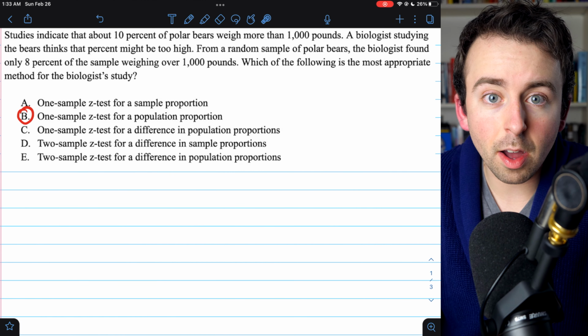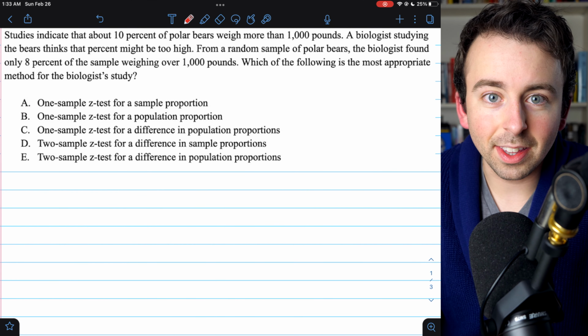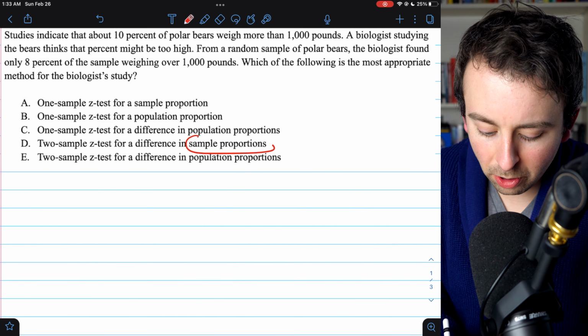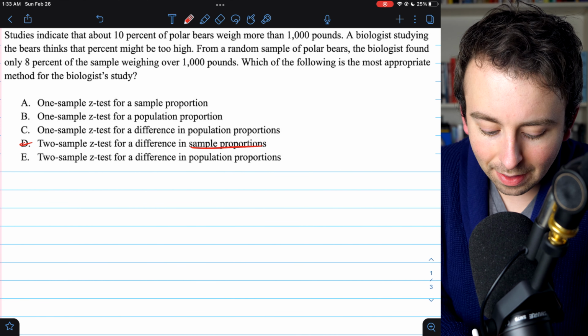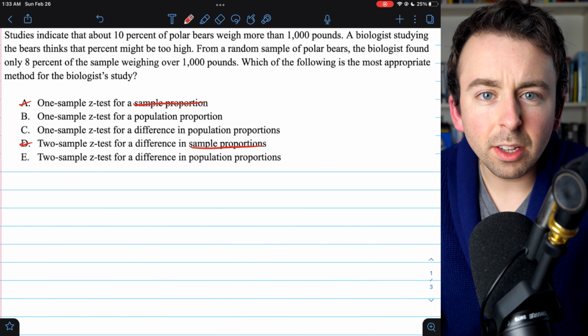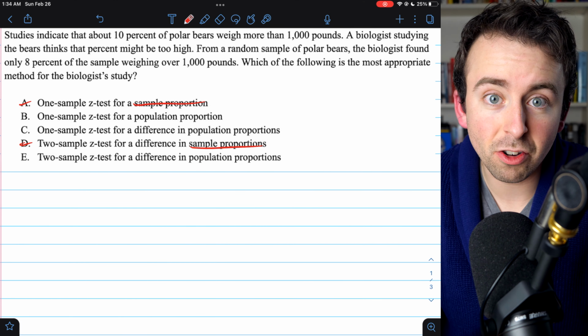If we were a little less confident, we could also solve this just by elimination. Any response saying that we need a test for a sample proportion can instantly be eliminated. So that gets rid of D and that gets rid of A. Again, that's because we don't do tests for sample proportions. We know what the sample proportions are. We do tests for population proportions.